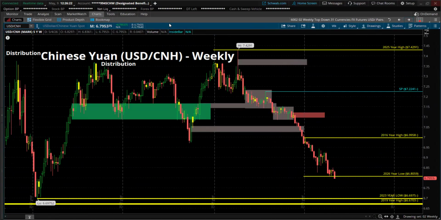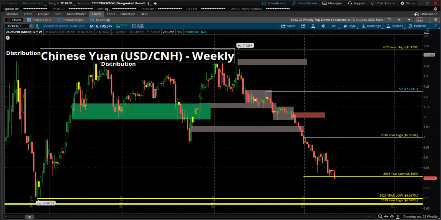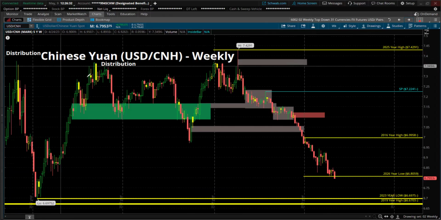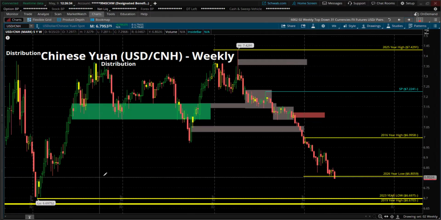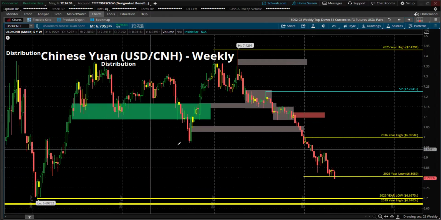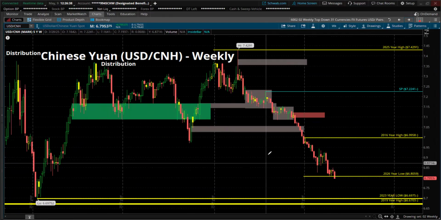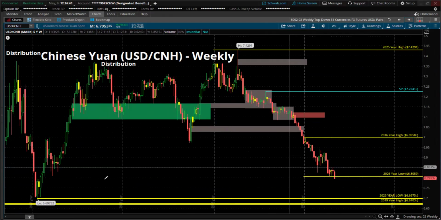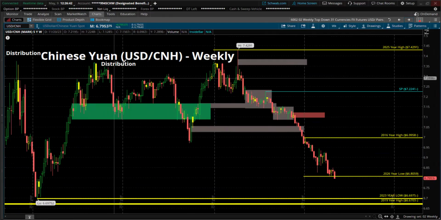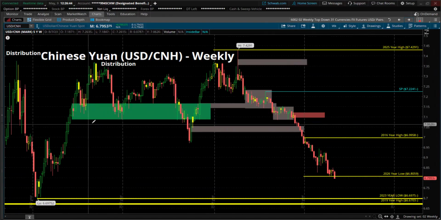Chinese yuan. So this is a Forex pair because they don't trade the currencies in the futures market. So that's why I queued up the Forex market here. It trades different. What that means is when this is trending down, that's a stronger yuan. Again, trending up here because the first three letters, USD, is a stronger US dollar.